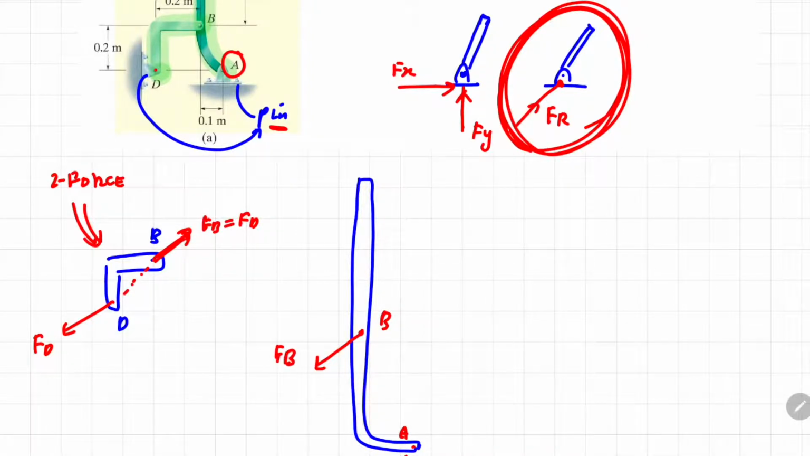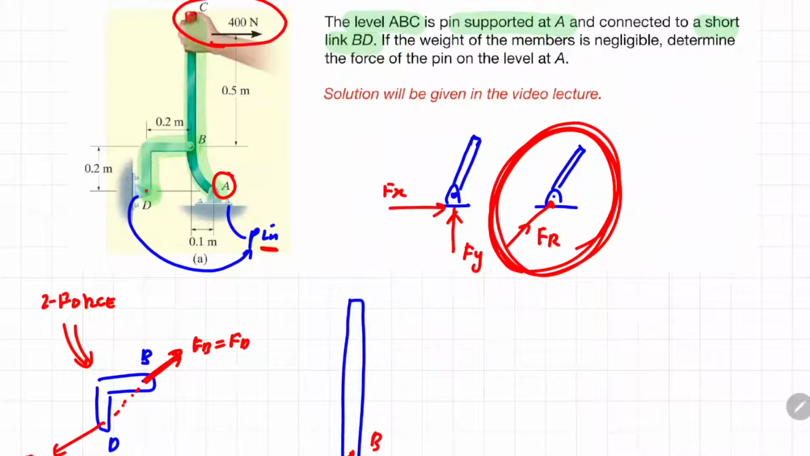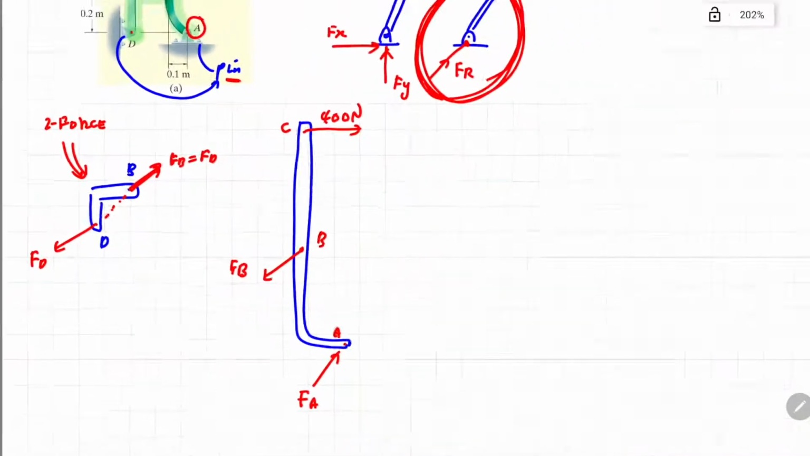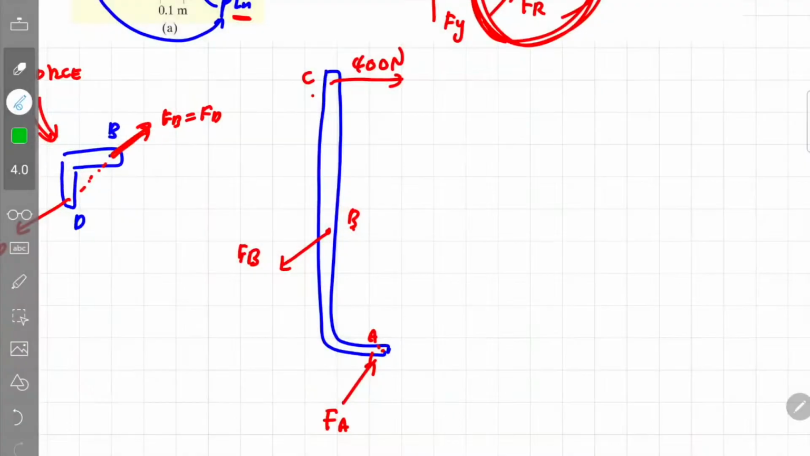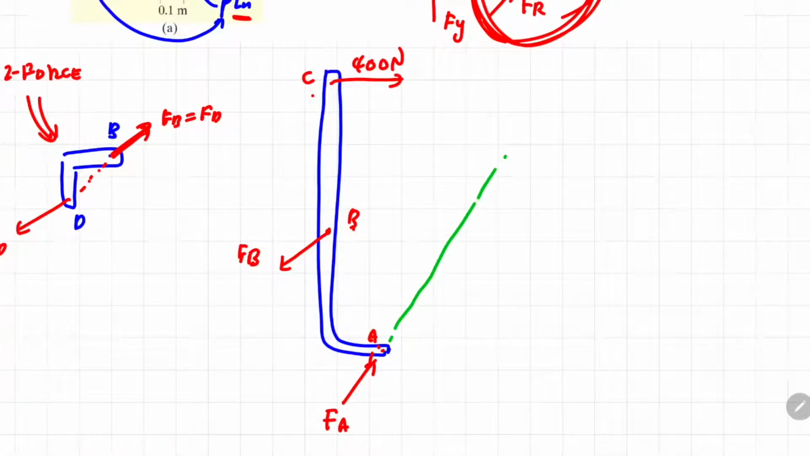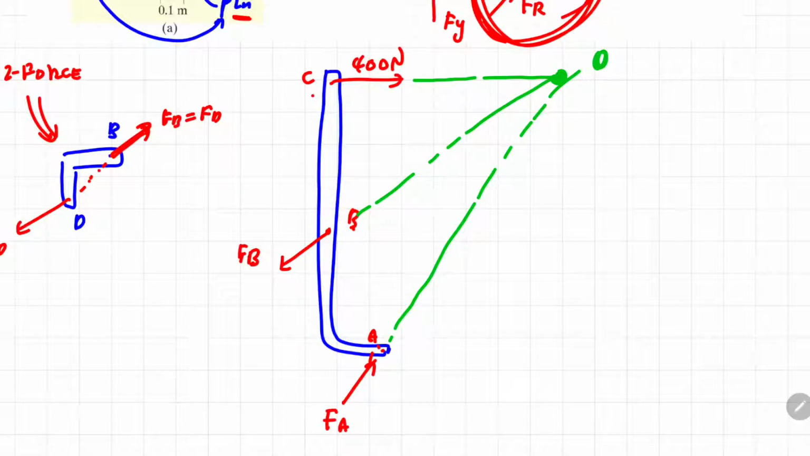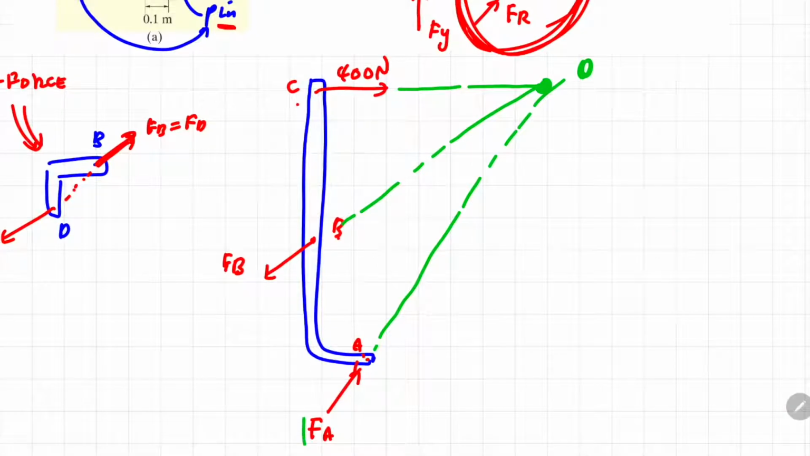Now how about point C? We know at point C, that is a horizontal force with a magnitude of 400 Newton. Now if you recall, this is a three force member. It has three forces at A, B and also C. For a three force member, if we project the lines of force further, they should meet at one particular point. Let's call it O. Now the question asks you to find what is the resultant force at FA.